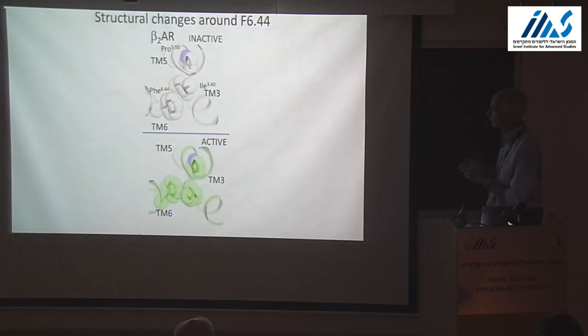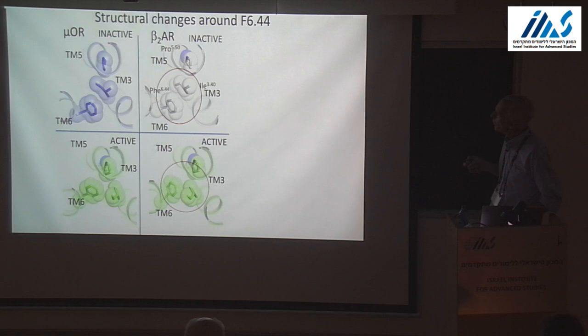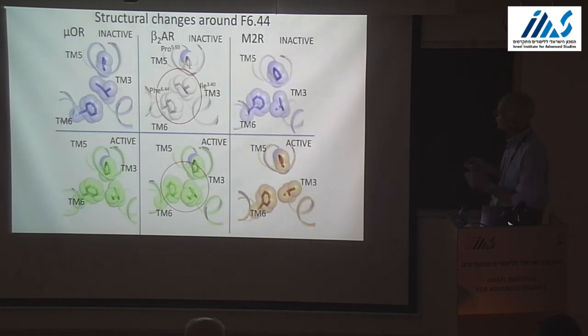So is this universal, this triad of proline, isoleucine, and phenylalanine? Well, it's true for the beta-2. It's true for the mu-opiate receptor, same sort of arrangement. But the muscarinic receptor is not. It has a valine instead of an isoleucine. And you can see the arrangement really doesn't change going from active to inactive.